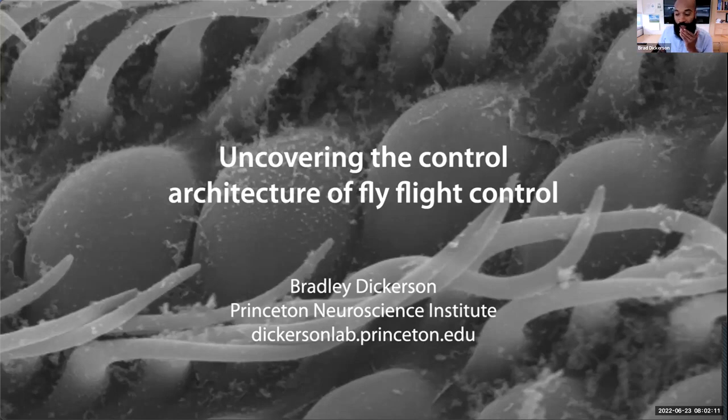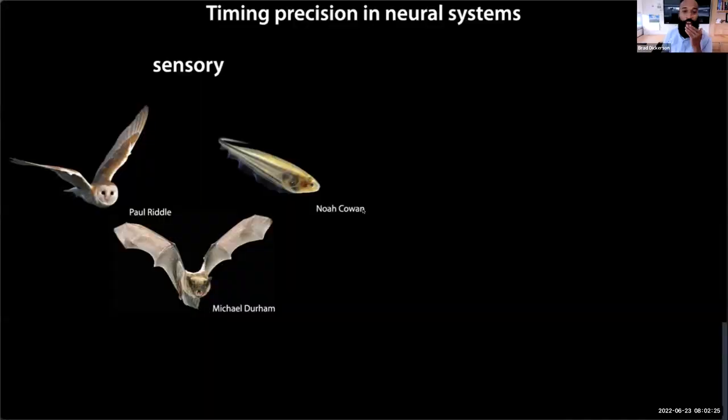And so the way I think about this is that these kinds of control architectures, and especially what Noah mentioned about proportional integral and derivative controllers, are really important for controlling behaviors where timing is really essential. We have a lot of examples in neuroethology where timing is important for controlling complex behaviors, whether we're thinking about hunting in the case of barn owls or echolocating bats, or our weakly electric fish that Noah previously mentioned, in this case detecting conspecifics or the environment.